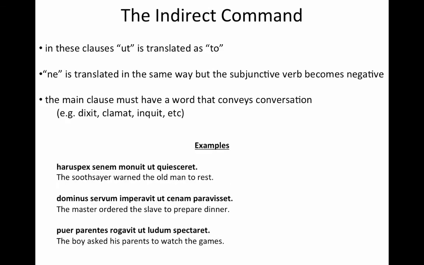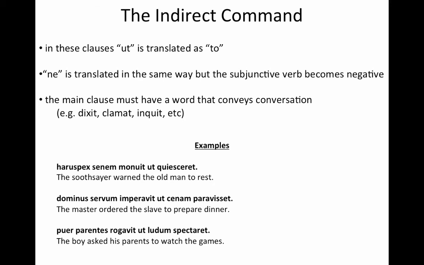And finally, we have the indirect command, which again starts with ut in the positive and ne in the negative. It's usually translated as to, whatever the verb is, because it's a command. And again, ne is translated the same way, but it makes the subordinate subjunctive verb negative. And here, you will have a trigger word in your indicative verb, your main verb, because it will be a verb that conveys conversation, a head verb, if you will, something that has to do with thinking, speaking, talking.